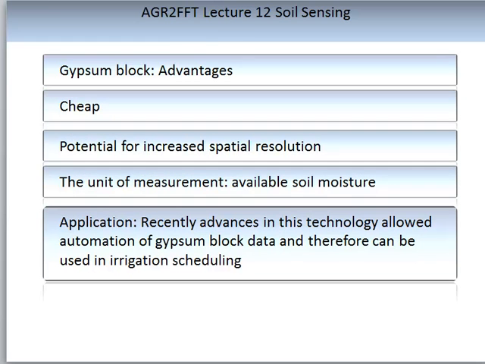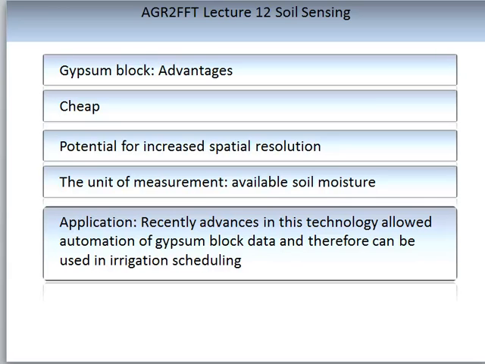One reason that gypsum blocks have such a great uptake in the industry is that these units tend to be very cheap. They're quite simple: gypsum, voltage, and a measurement of voltage. Because of their cheapness per unit, there is a great potential for increased spatial resolution across your paddock and your farm. The unit of measurement is very different to that of other sensors.